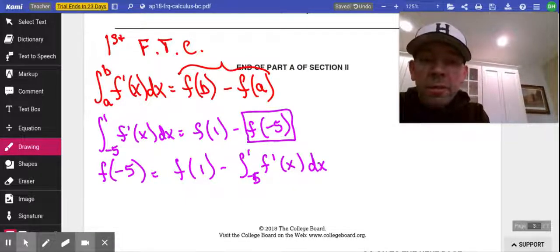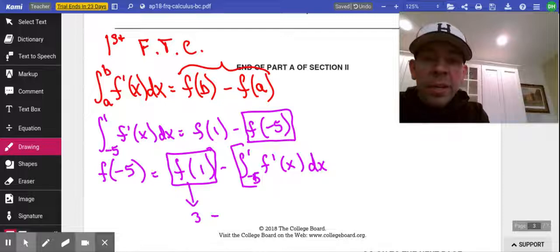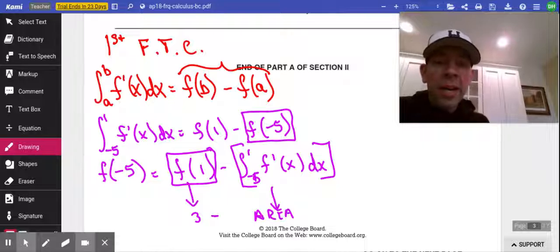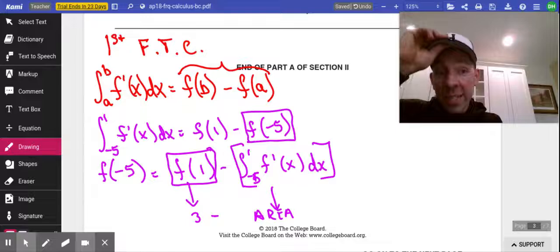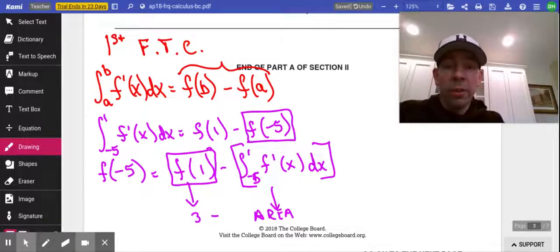Now, first things first, we know that this term right here is equivalent to 3. That was easy. Now, this integral is going to be the area bounded by that g function they gave us and the x-axis. So I've got to slide back to that graph, and I've got to calculate all those little areas.